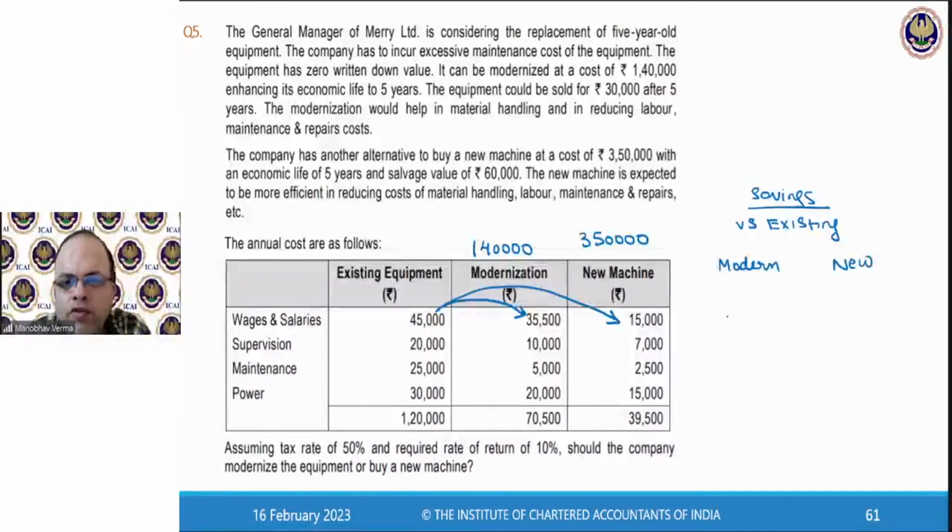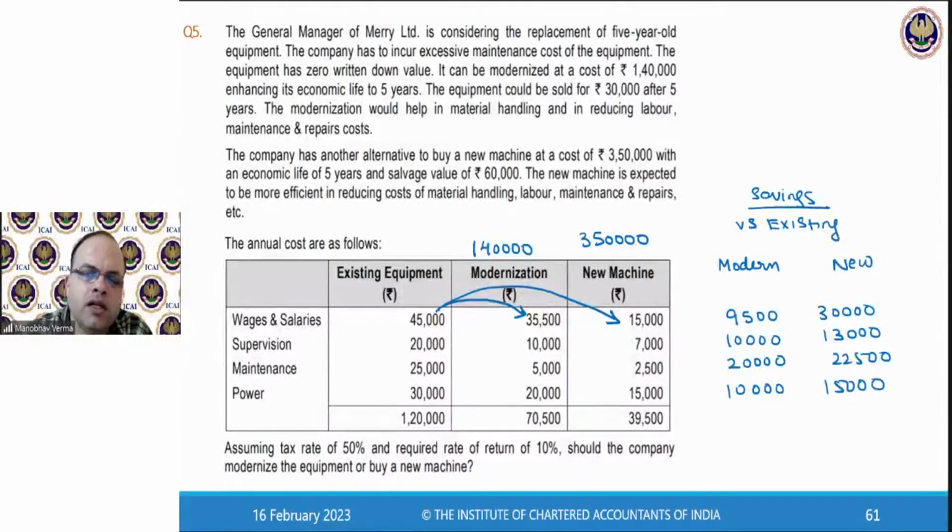That means in the case of wages, it is 9,500, 30,000. Here it is 10,000, 13,000. Maintenance has gone down from 25 to 5, 20,000, 22,500, I guess. And same here, 30 to 20, 10, and 15, guys. I think you guys can probably double check your answers. What is this? 49,500.